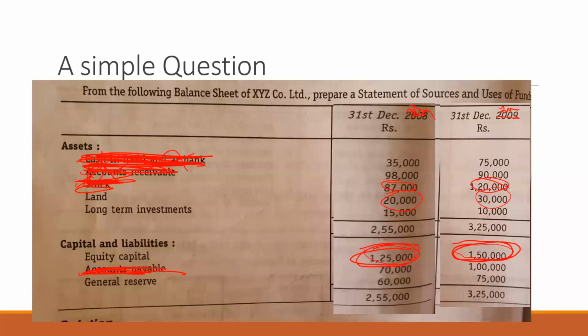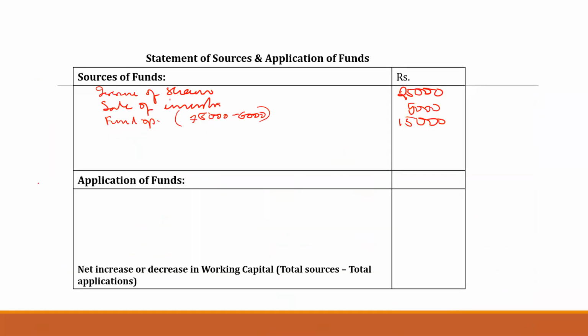What is the next source, or is it over? There are no other sources. We don't have any adjustments or anything, so the sources are over. Okay, now what is the next thing to do? Application. First, total sources: 25 plus 5 plus 15. How much? 25, 30, 45.